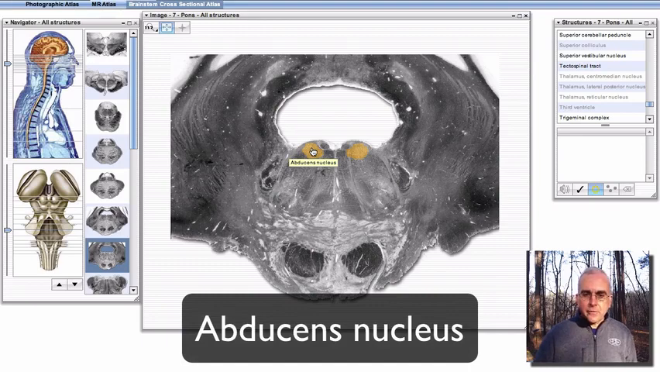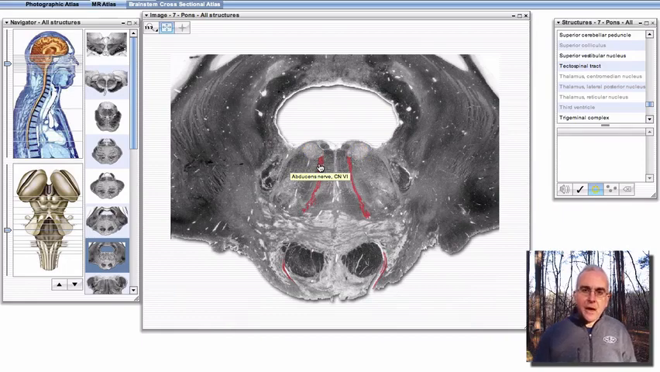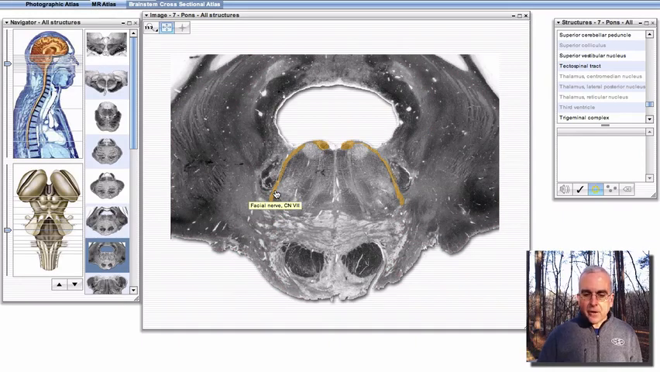So here's the abducens nucleus, a somatic motor nucleus along the dorsal midline of the tegmentum. It gives rise to the axons of the abducens nerve that exit near the junction of the pons and the medulla. We've accounted for the abducens nerve as it exits near the midline of the pons. We've accounted for the facial nerve that exits a bit more laterally.